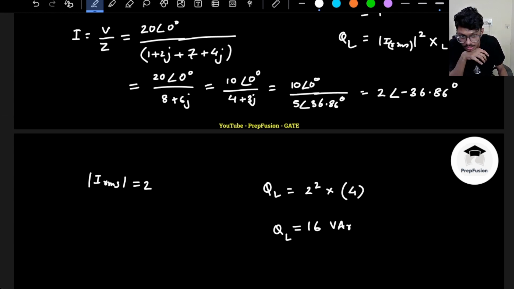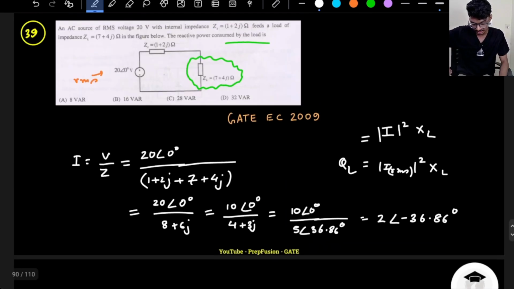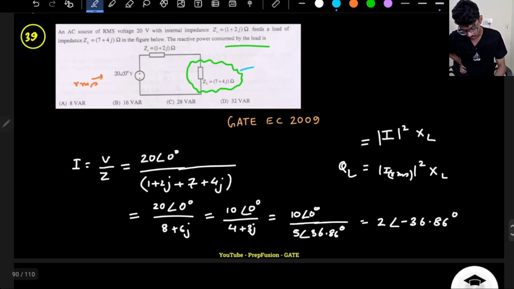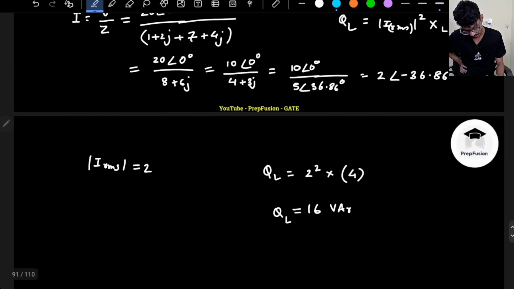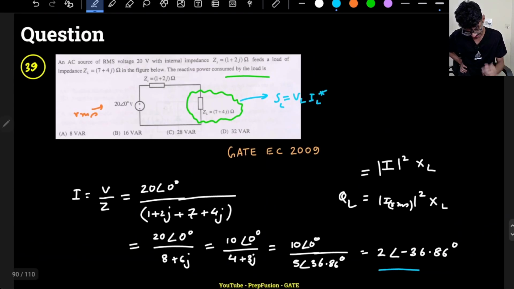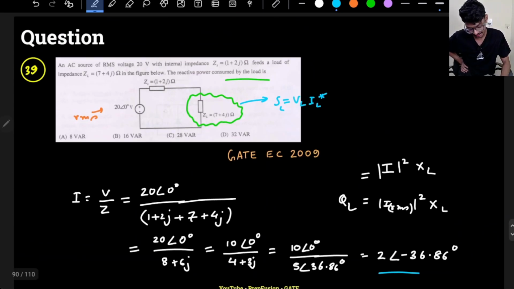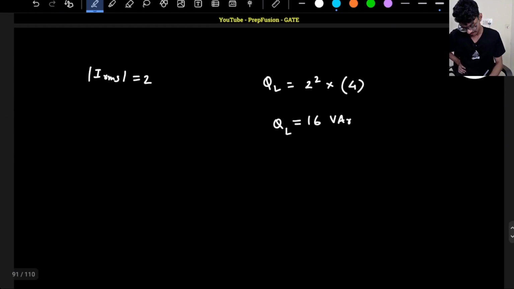Now, is there any other way to solve this? Yes. The other way to solve is to simply find the complex power of this load, SL. SL will be VL into IL conjugate. IL is I only, which we have already calculated. So what is VL? For VL, you have to use the voltage division. So this is method 2.